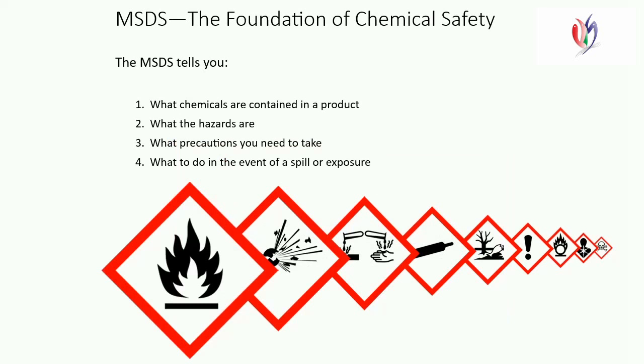As you can see, the MSDS is really the foundation for working safely with chemicals. It is your best source of information about what chemicals are contained in a product, what hazards you could face when you use that product, what precautions you need to take to keep safe, and what to do in the event of a spill or exposure involving a hazardous chemical.